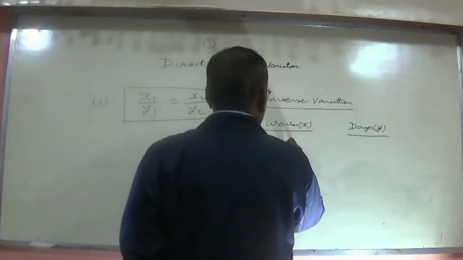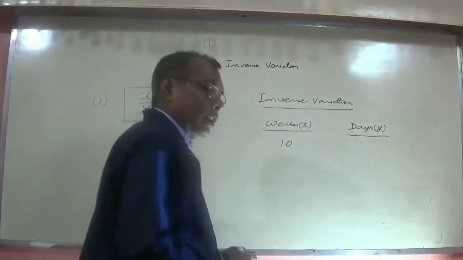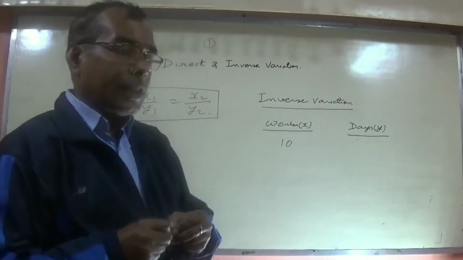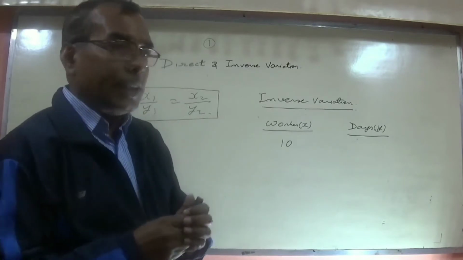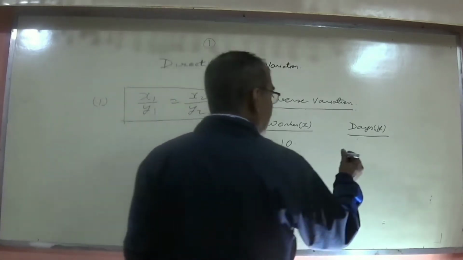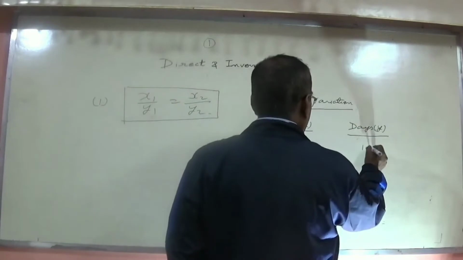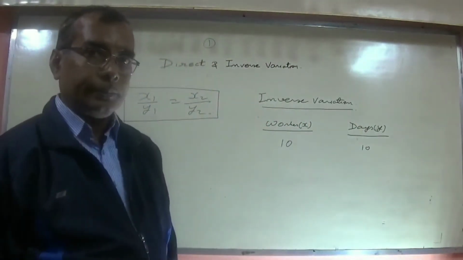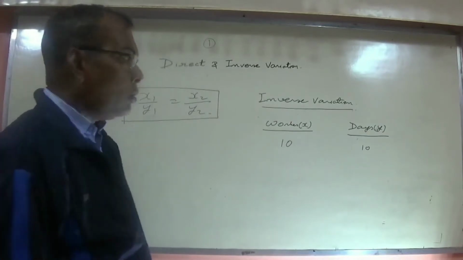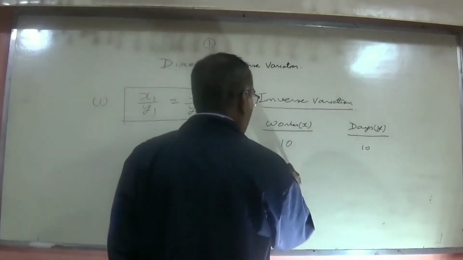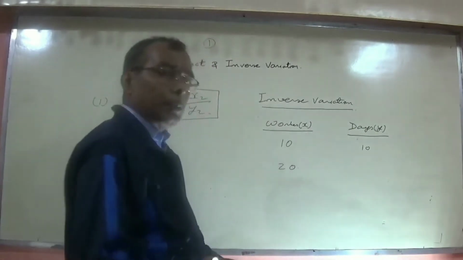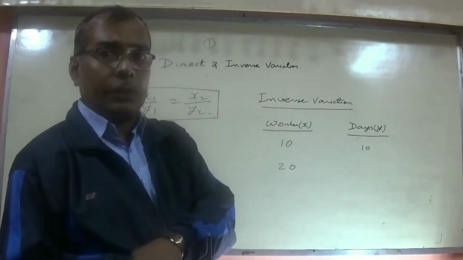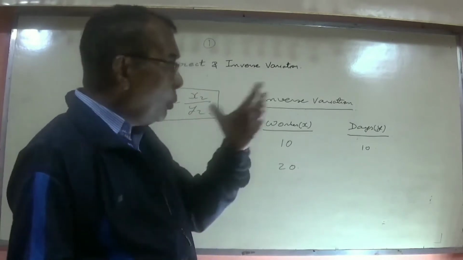Suppose you have appointed 10 workers for doing a piece of work, say cleaning your house or garden. When the 10 workers came to your house, they told you that they are going to finish that particular work in 10 days. Now suppose that instead of 10 workers, you appoint 20 workers.